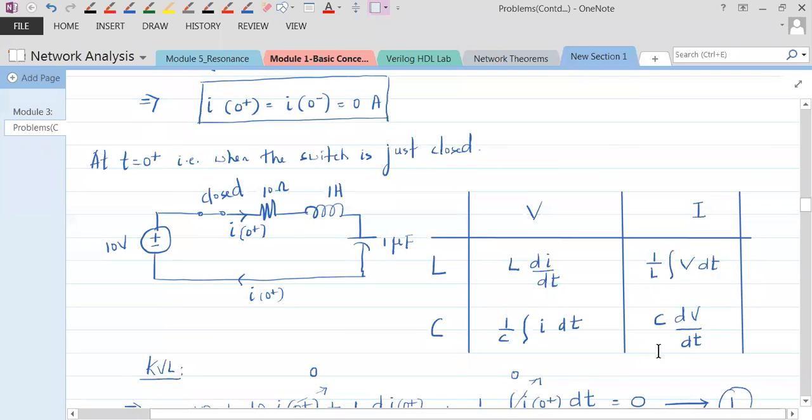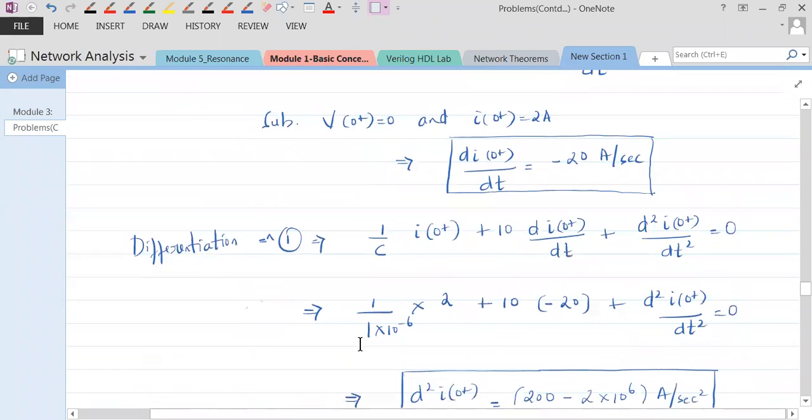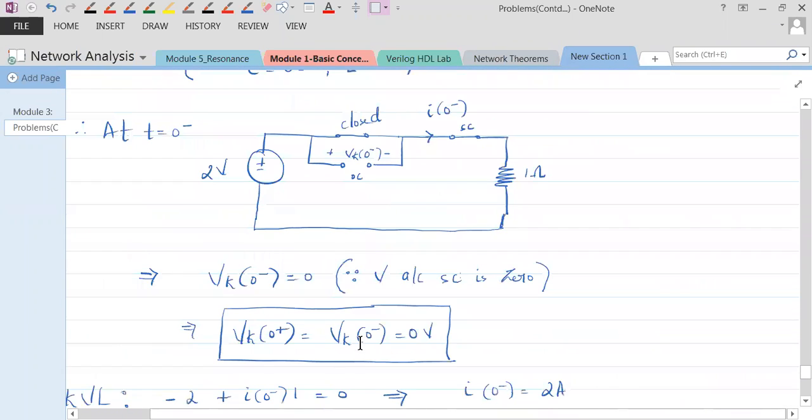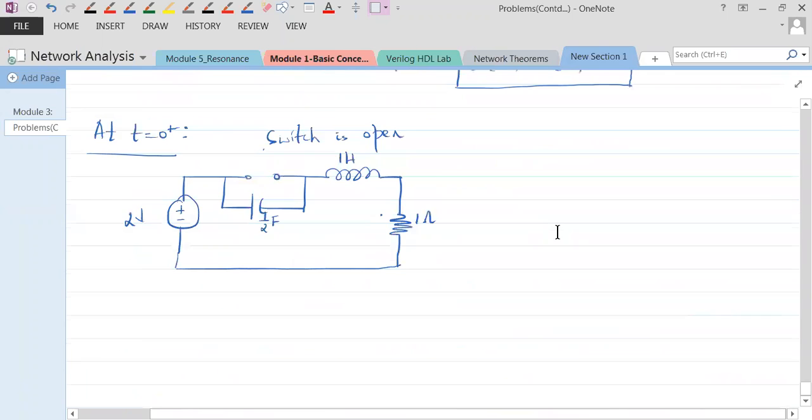See here, this is integral of a voltage. This is integral of the current. This is first order differential of current. First order differential of voltage can only be found out by writing the current equation through the capacitor. Understand? So we need to write the current equation through the capacitor. So KVL will not help you there. So everybody should write the current through the capacitor.